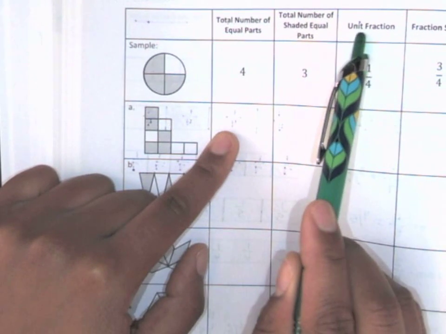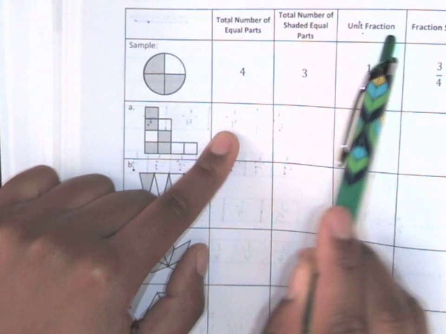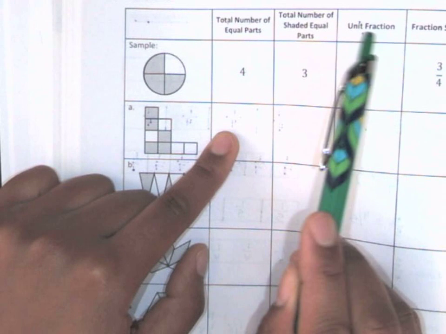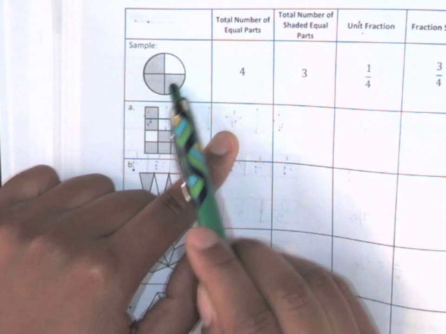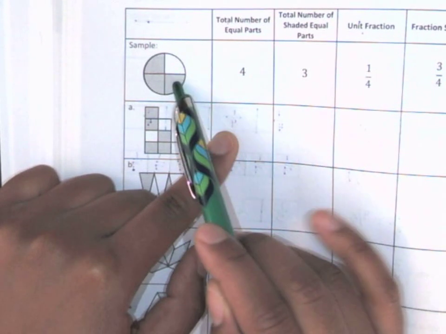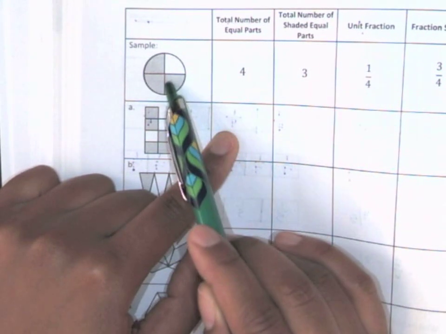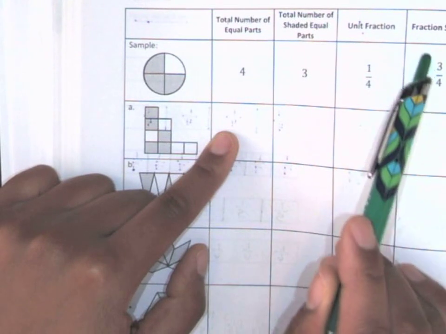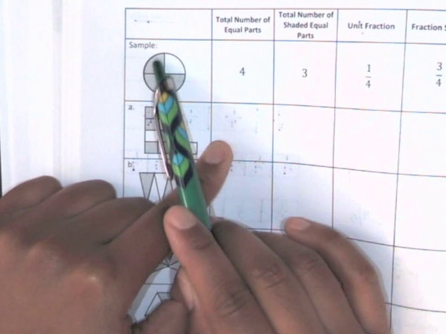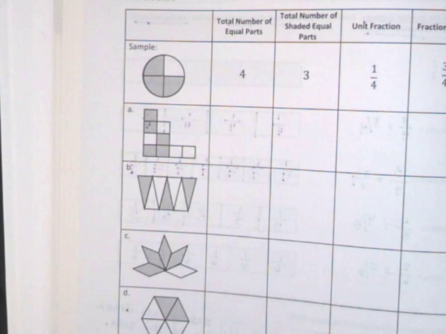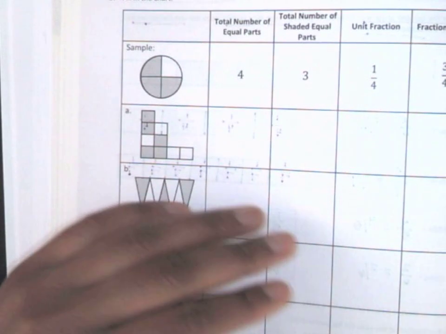The unit fraction, for unit fraction, I actually want you to write out what one of these will be. So one of these parts would be 1/4. Okay, so write out what one of these would be. And lastly, for a fraction shaded, you're looking at how many are shaded in. Let's do part A together, or letter A together.